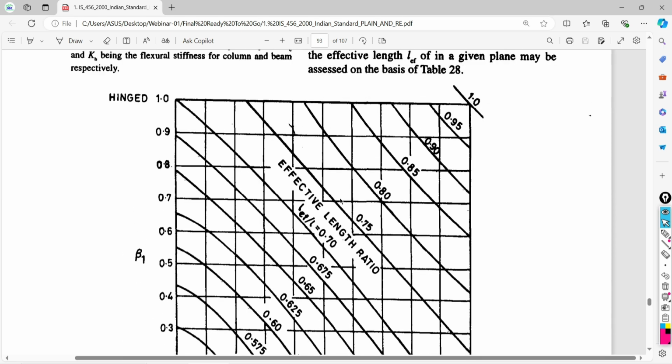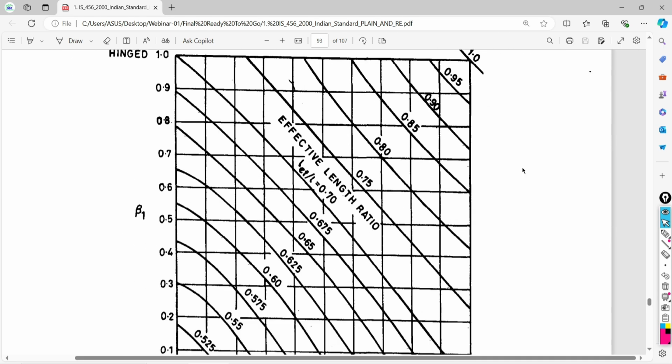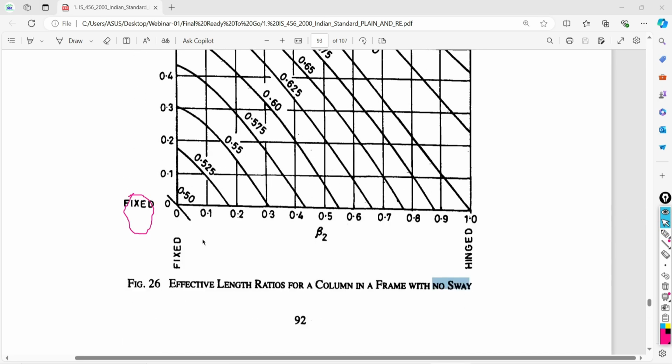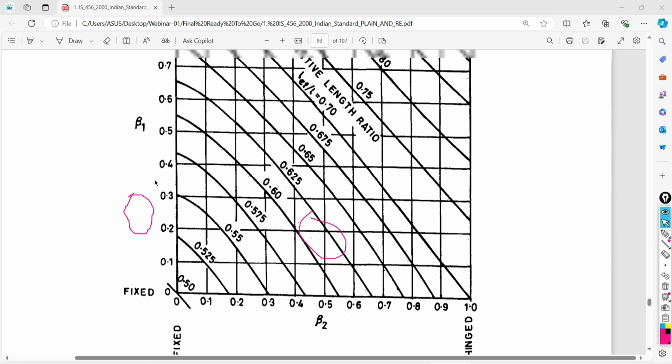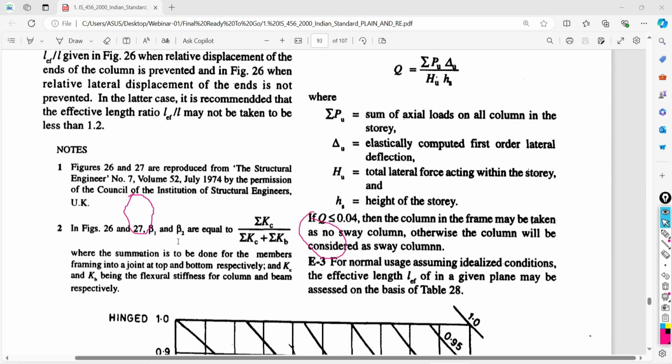When you are going to find out the effective length factor, we need to have two things: one is beta 1 and one is beta 2. The formula for calculating beta 1 and beta 2 is given here as the ratio of the stiffness of the column divided by the addition of the stiffness of the column and the stiffness of the beam. So basically, for calculating beta 1 and beta 2, we need to know the stiffness of the column and the stiffness of the beam.